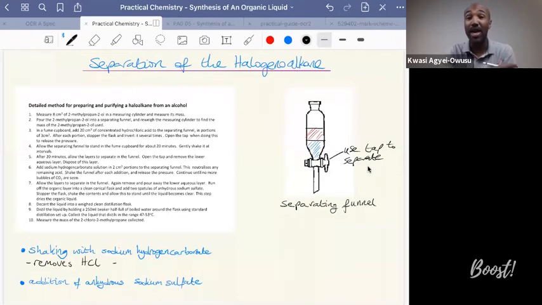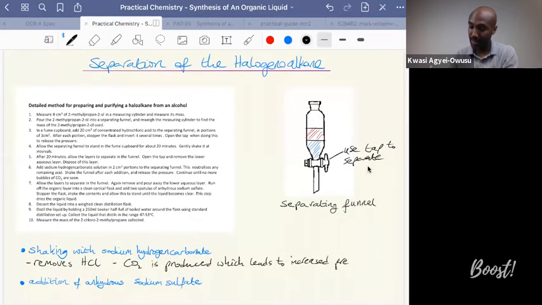In the reaction with HCl, CO2 is produced, and that causes pressure to build up in your separating funnel. And so you need to make sure that, while pointing the funnel upwards and away from people, you open the tap to relieve the pressure. Okay, so CO2 is produced, which leads to a pressure buildup. And so the way to relieve that pressure buildup is to turn on the tap to relieve it.